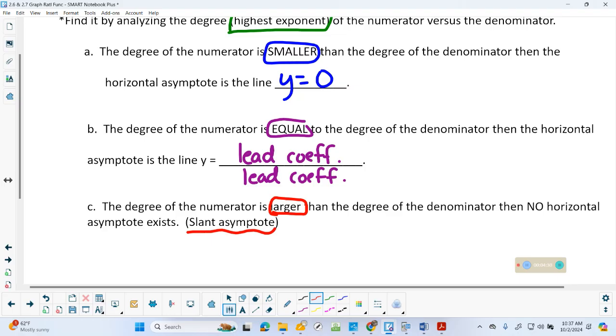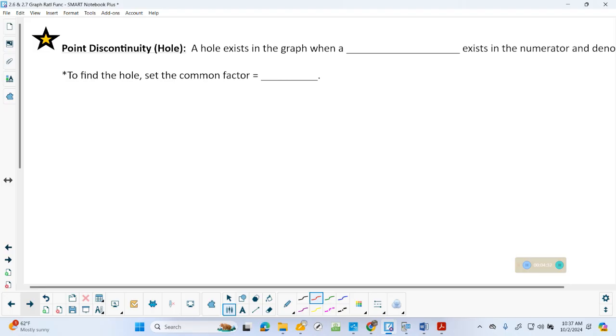Okay, last thing we're going to talk about before we start drawing. You could have a hole in the graph, or what we call a point discontinuity. Now, we have to know when this happens. This happens when you have a common factor. Oh, back to factoring. We can never leave factoring.